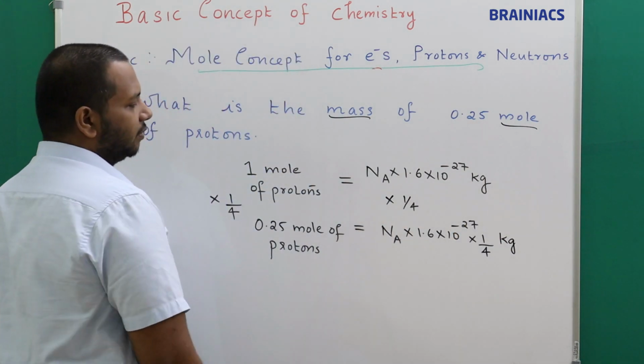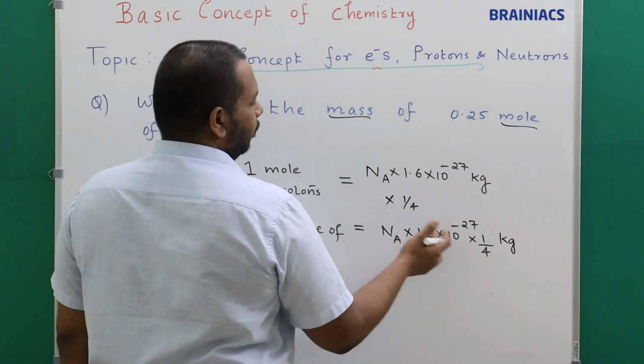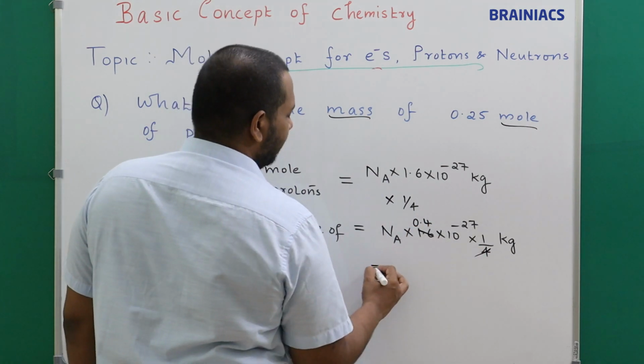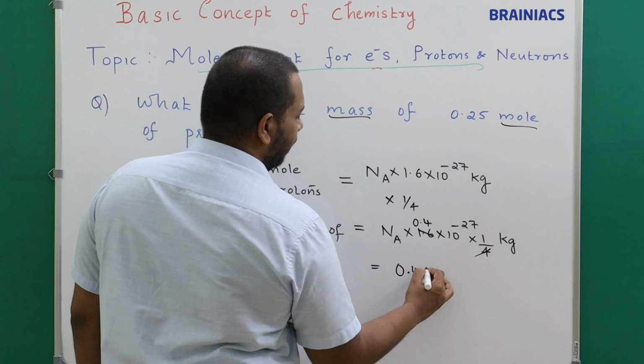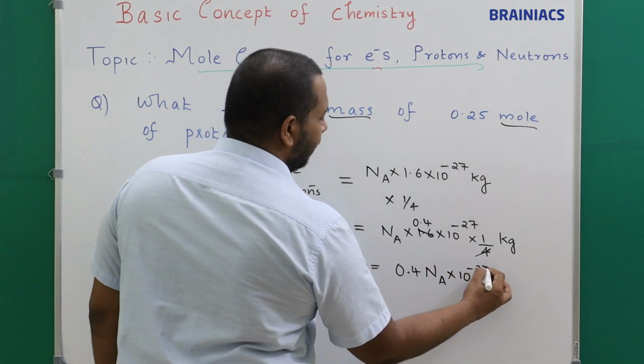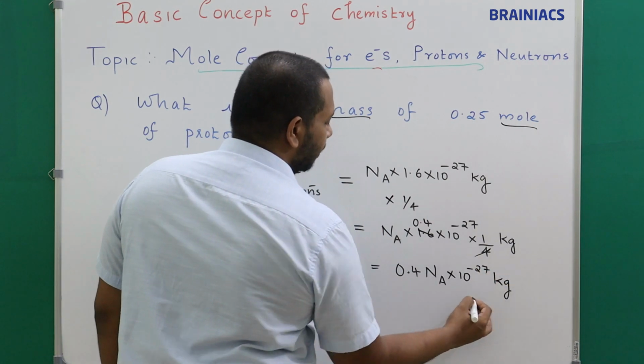So if you do the calculation, what do you need to do? You know 4 into 4 is 16. So approximately 0.4 it will come. So I can say approximately 0.4 Na into 10 power minus 27 kg is the mass.